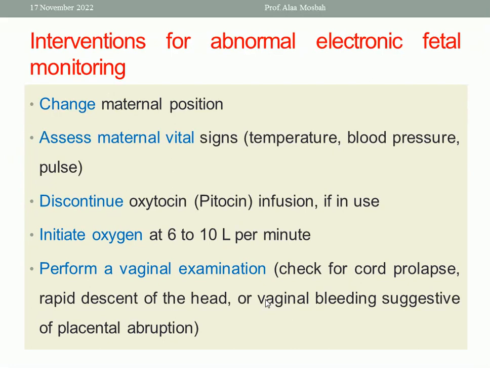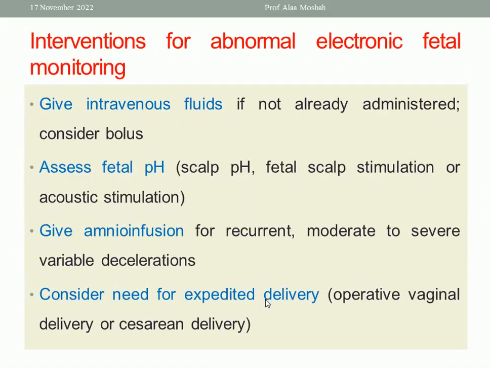Why? To check for cord prolapse, rapid descent of the head, or vaginal bleeding suggestive of placental abruption. Give intravenous fluid if not already administered. Assess fetal scalp pH. Fetal scalp stimulation or acoustic stimulation. Give amnio infusion for recurrent, moderate to severe variable deceleration.